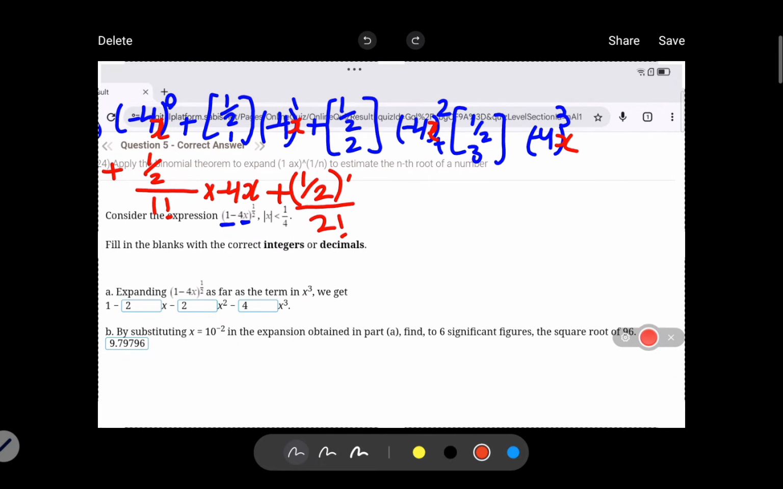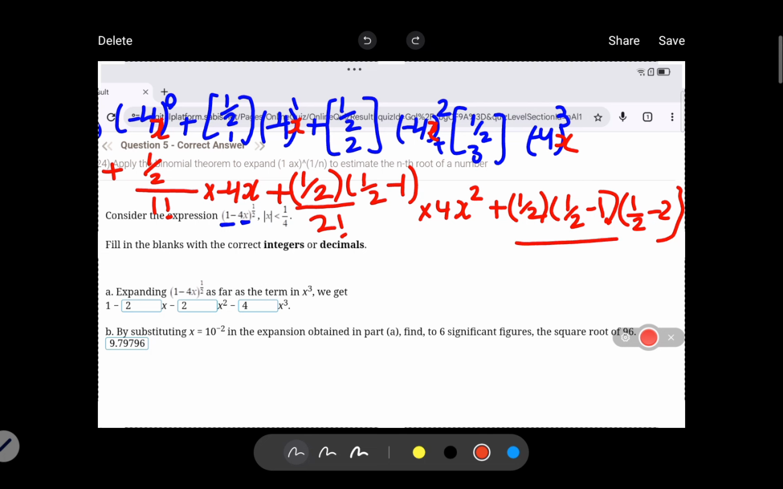1 over 2, then 1 over 2 minus 1 times 4x to the power of 2. And then, again, plus 1 over 2. Okay? Then 1 over 2 minus 1. Then 1 over 2 minus 2. Every time you minus by this one. How do you know how many times you minus?